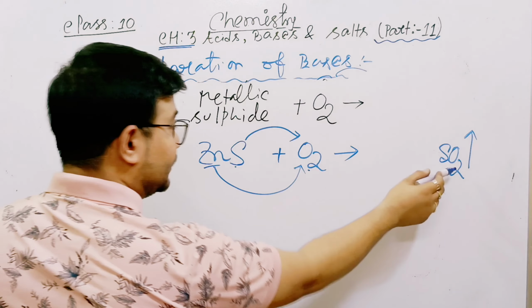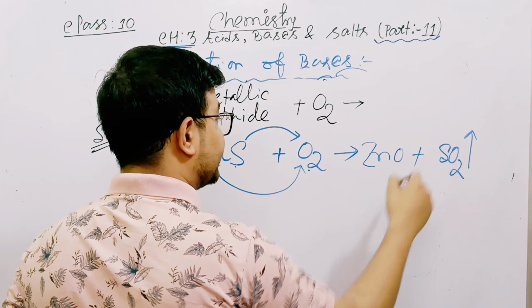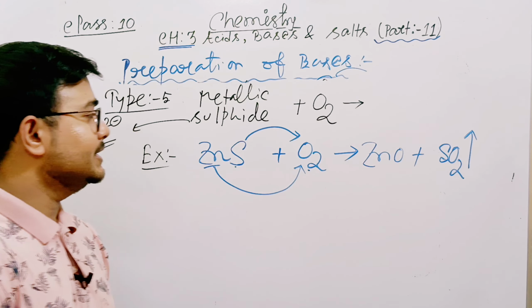Sulfur reacts with oxygen to form sulfur dioxide. Zinc also reacts with oxygen to form zinc oxide. Do you understand? Okay, so now you balance this equation.